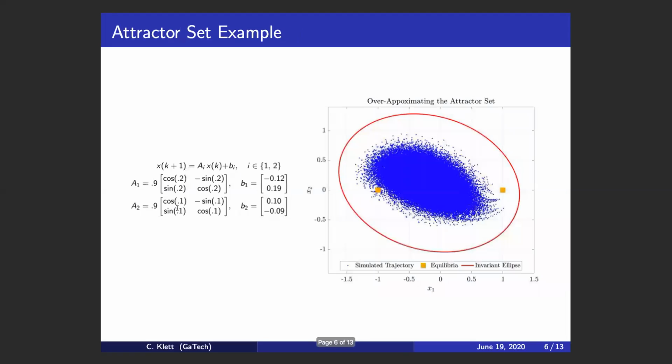And let's look at a depiction of that. With the system shown at left, there's two sets of parameters, and switching is non-deterministic between the two. Through a large time horizon, a simulation will give us an idea of what the minimal attractor is, and it's that region in blue. Each subsystem has an equilibrium point shown by the gold box. We would like to compute the red invariant ellipse that shows us a bound on the attractor set.